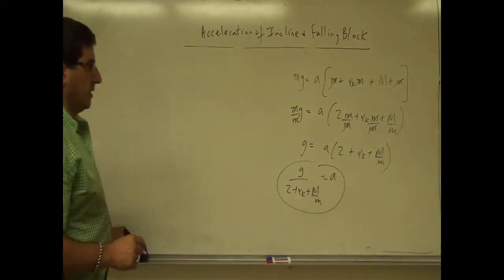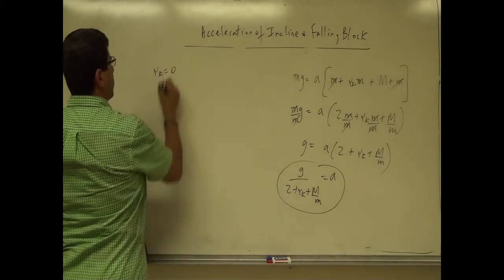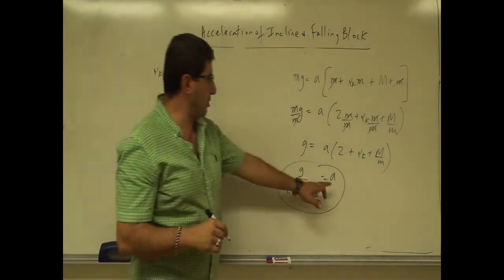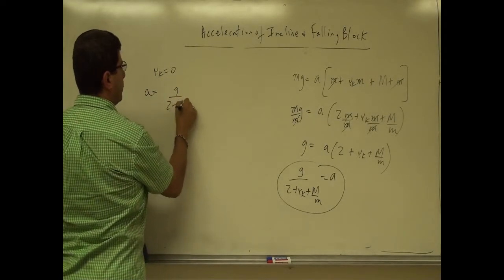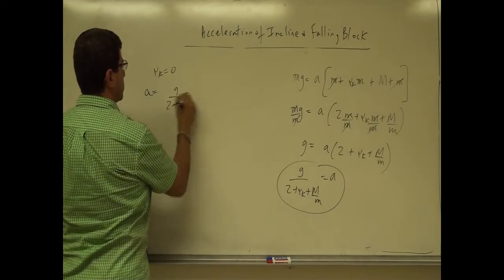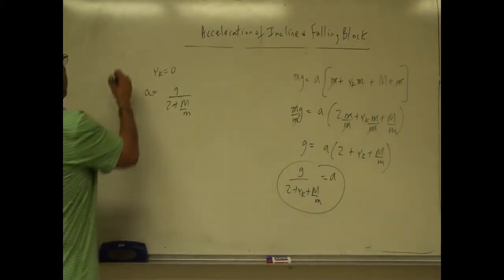Okay? So what would happen if the friction coefficient was 0? If the coefficient of friction was 0, then the acceleration would just be equal to g over 2 plus big M over little m. Okay? And then you could say, well, what would happen if the masses were the same?